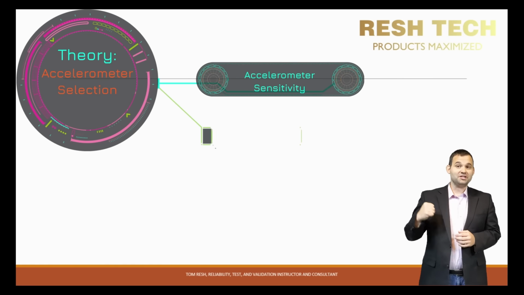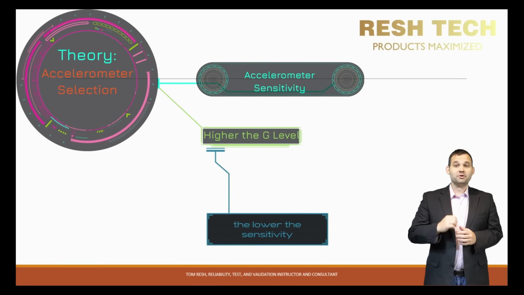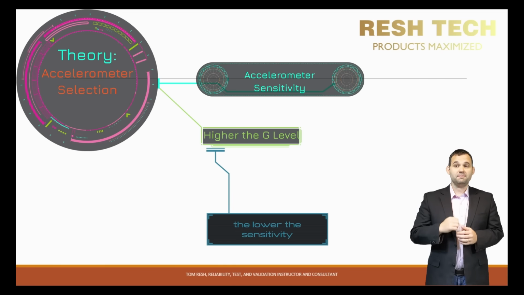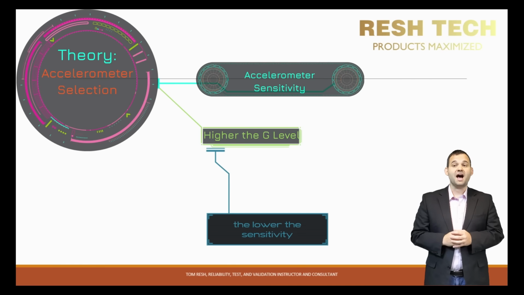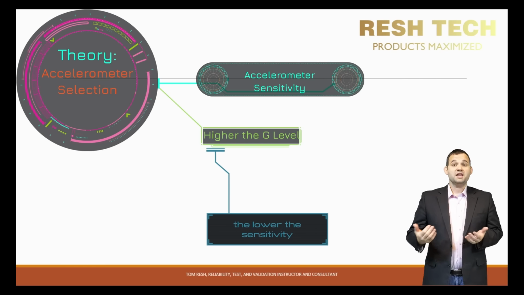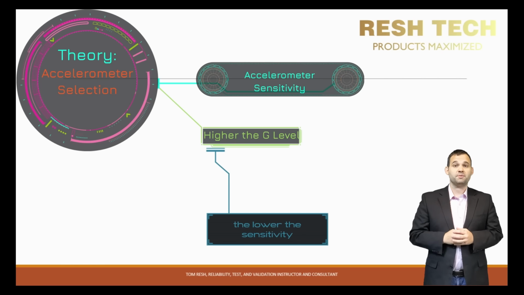All right, let's go ahead and discuss accelerometer sensitivities. Accelerometers come in a wide range of different sensitivities. A rule of thumb to keep in mind is the lower the sensitivity, the higher the acceleration or G level an accelerometer can measure. Keep in mind that this is not the only metric you need to consider. You also need to think about parameters such as frequency response, temperature environment, and isolation. We will cover these things shortly.